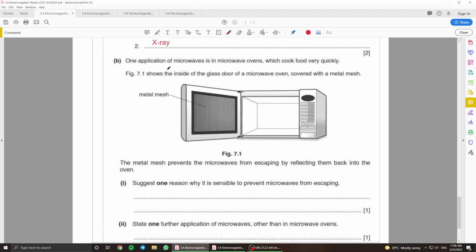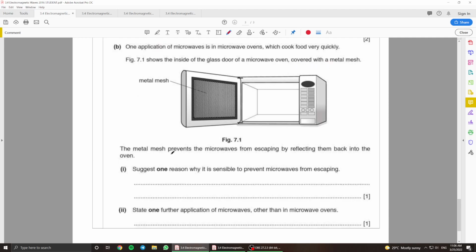One application of microwaves is a microwave oven, which is used to cook food very quickly. Figure 7.1 shows the inside of a glass door of a microwave oven covered with a metal mesh. The metal mesh prevents the microwaves from escaping by reflecting them back into the oven. State one reason why it is sensible to prevent the microwaves from escaping. Obviously, microwave radiation is harmful for human beings, and you want to prevent it from escaping.